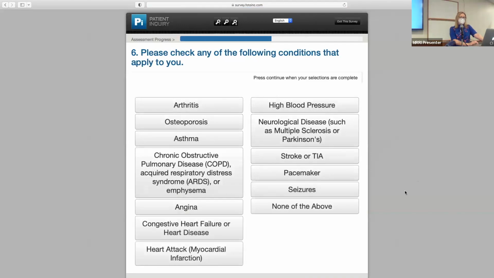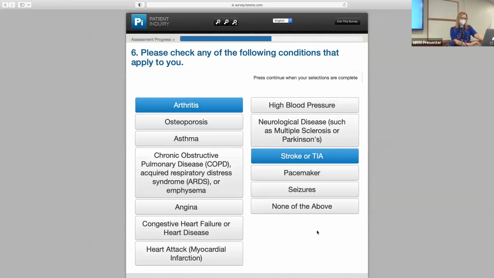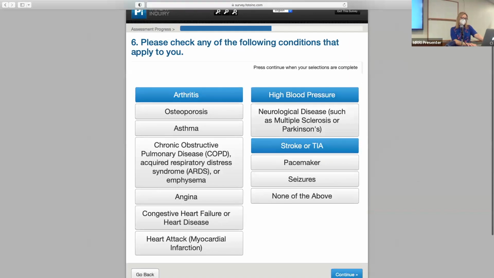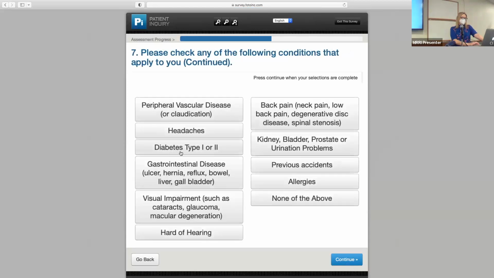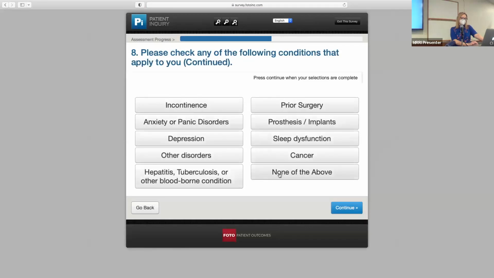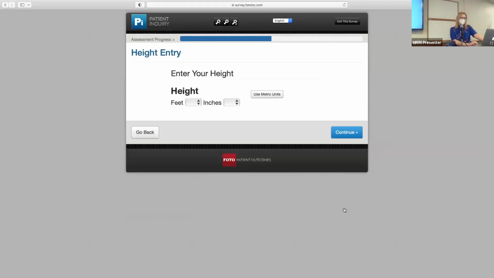And then here's where they would add their previous comorbidities. So arthritis, stroke or TIA, and hypertension. You'd also look at diabetes, because some of these things are more likely. And we'll say anxiety. Then it's also going to do a BMI check.